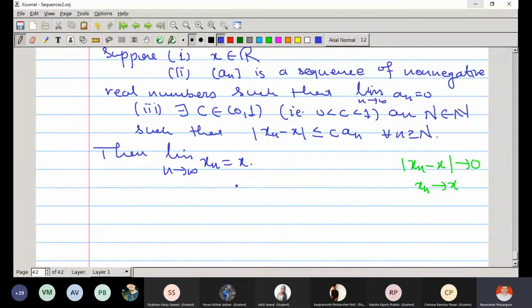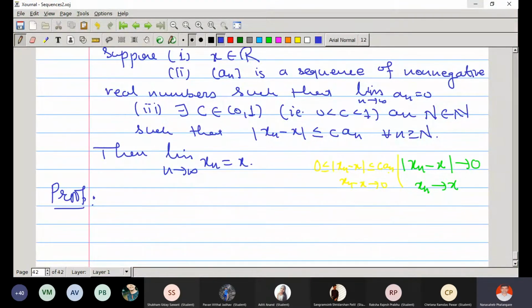So this is what we can expect, right? And it is very easy to observe because we are assuming that the limit of an is 0, and this absolute value is non-negative. So xn minus x is non-negative and it is less than or equal to C times an, right? And an tends to 0. By the sandwich principle, xn minus x goes to 0 and ultimately xn goes to x. That is what we can observe.